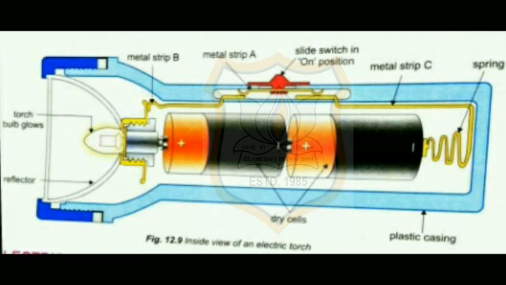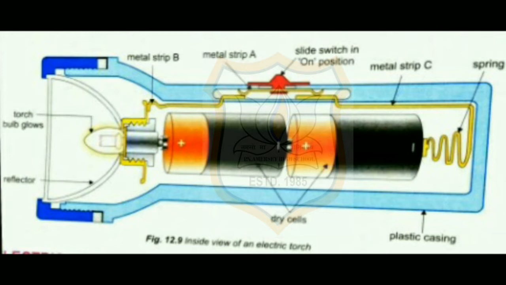While metal strips B and C are fixed, metal strip A can be pressed and made to slide. When the switch is pushed to the on position, the metal strip A is pushed forward so that it touches B and C, and the circuit is completed, which makes the bulb glow.